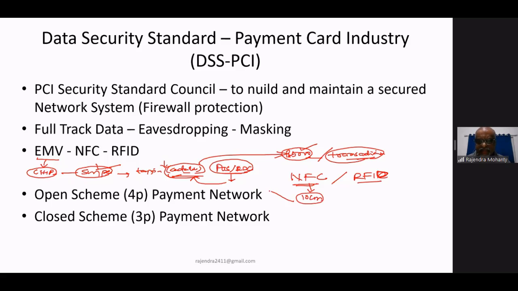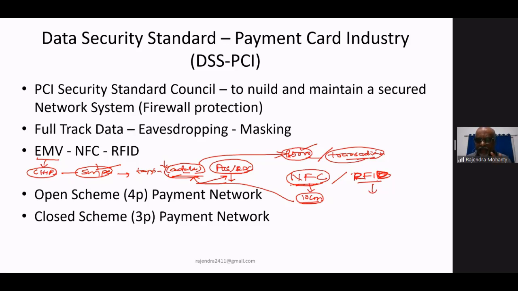Within 10 centimeters from this POS or EDC machine, that field is called near field. Through this near field, the data communication takes place. That's why it is called near field communication network. So the proximity is within 10 centimeters, either 10 centimeters or less. Or it can be done through RFID, radio frequency identification. ID is identification.